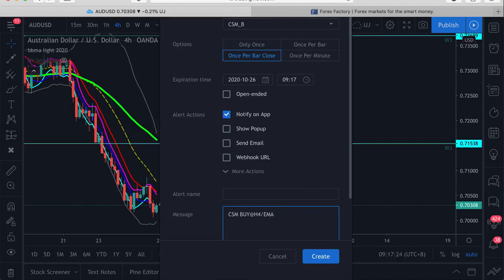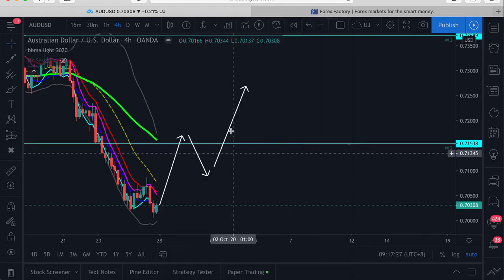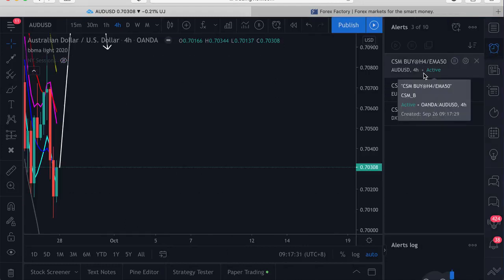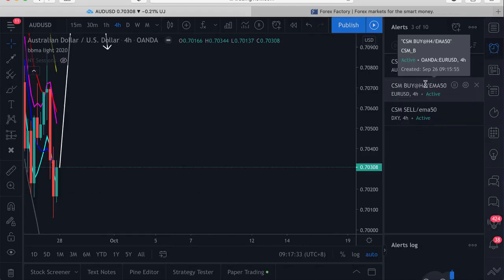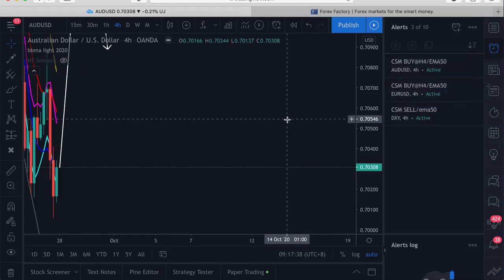H4 and make sure it's above the EMA 50 as well. Okay, second alert AUD USD. So we want to double check. We have our Euro USD and this is our AUD USD.